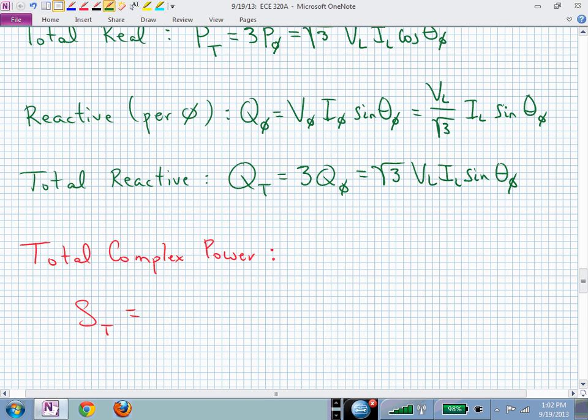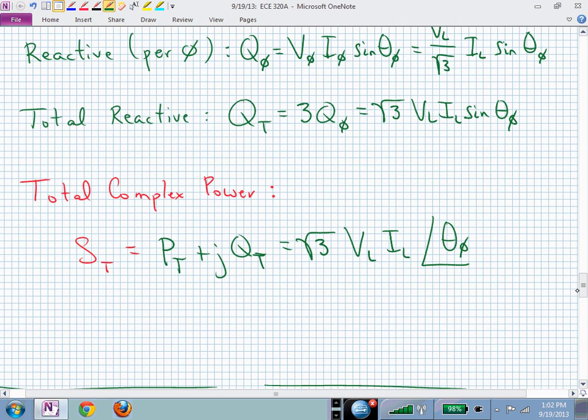If you have all of your P's and Q's, you have that. Or you could say, well, that's really the square root of 3 V sub L line voltage, line current at an angle of theta sub phi. Where that angle of theta sub phi, you can then write in rectangular form to give you your total complex power, S sub t, is the square root of 3 times the line voltage times the line current cosine of theta sub phi plus j sine of theta sub phi, and there's your P and Q. Questions on that? Yes.